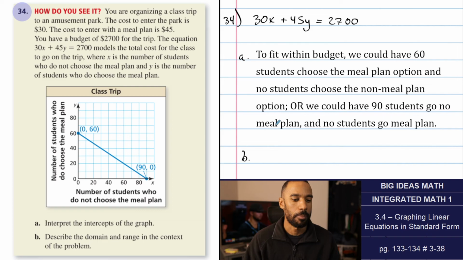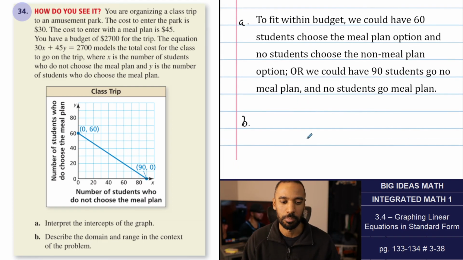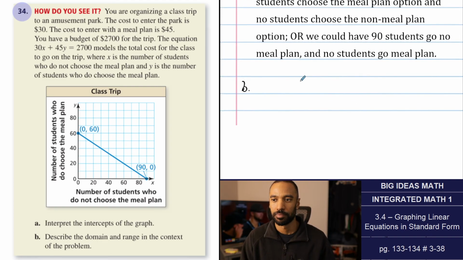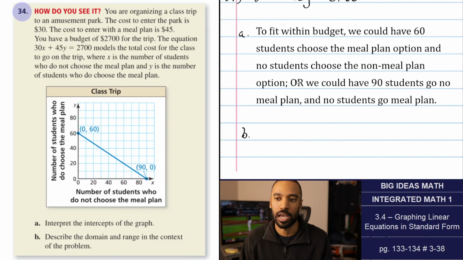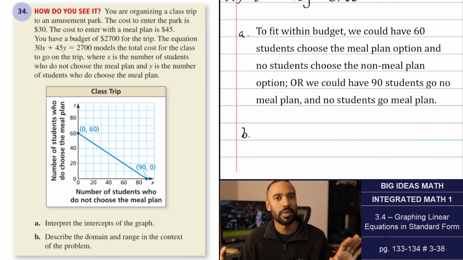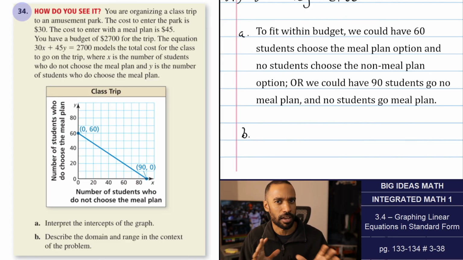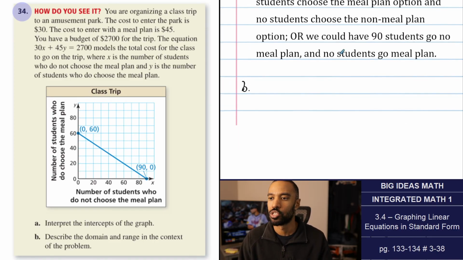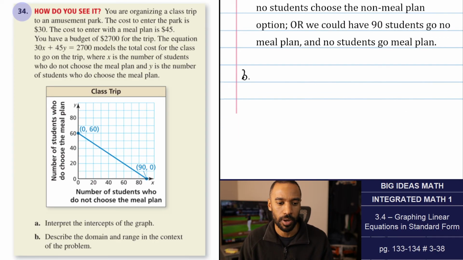It's interesting. Part B, describe the domain and range and context of the problem. So the domain, first of all, because here's the thing, when it comes to this, it is number of students. That means it's technically discrete. It could be 0 or 1 or 2 or 3, or maybe not exactly those whole numbers, right? That might not fit right within the 2,700 exactly, but it's a list of values. So the domain is actually right here.